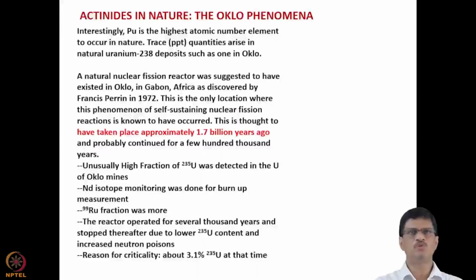However, interestingly, a trace quantity of plutonium was actually detected in natural uranium-238 deposits such as the one in Oklo. This is called a natural fission reactor, and it was suggested to have existed in Oklo, Gabon, Africa. It was discovered by Francis Perrin in 1972, and this is the only location where this phenomenon of a self-sustaining nuclear fission reaction is known to have occurred. This is thought to have taken place approximately 1.7 billion years ago and probably continued for a few thousand years.